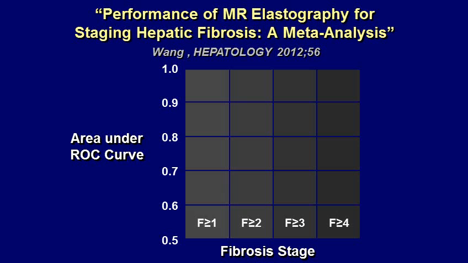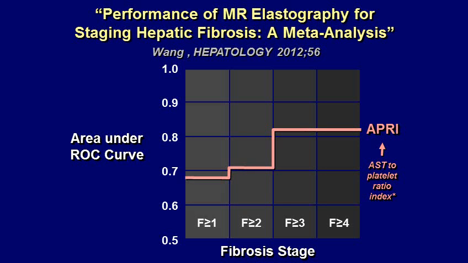Just for comparison, I'm going to show you here the reported diagnostic performance of a common clinical metric, the AST to platelet ratio index. That index, which is a laboratory-based test and then a calculation, has better diagnostic performance for detecting higher stages of liver fibrosis, where the effect is most severe, but it's got poor performance at earlier stages.